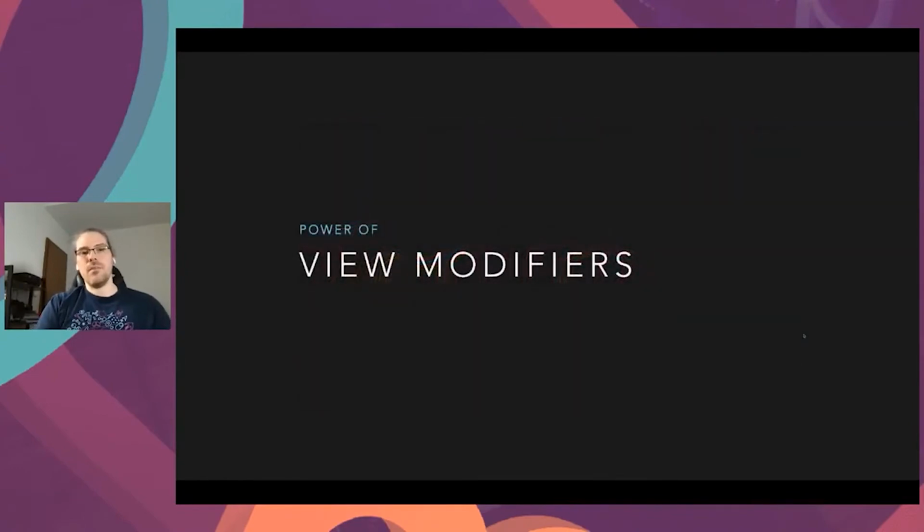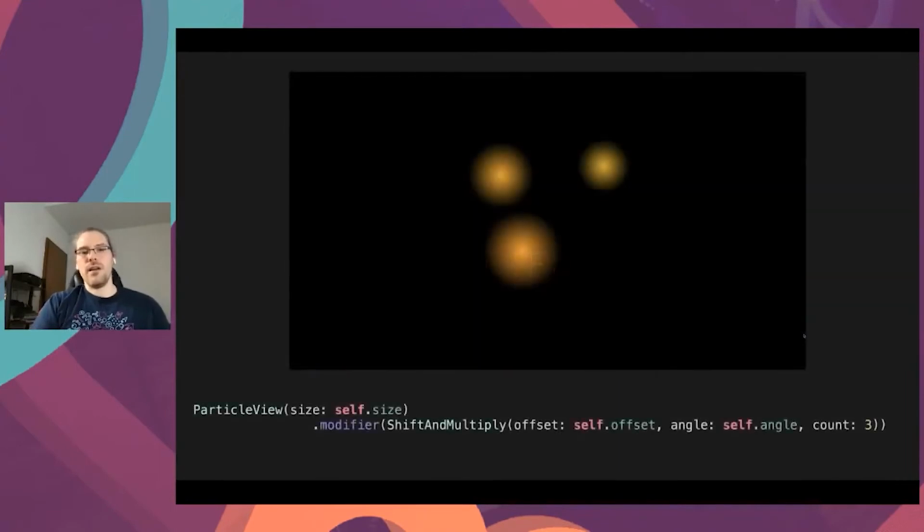And that's exactly the power of the view modifiers of SwiftUI itself. So you may have an effect like the glowing effect, or shifting something, multiplying something, and you can wrap it into one modifier, and you can use it across your project, across another project, or even use it repeatedly on a single view to get interesting results.